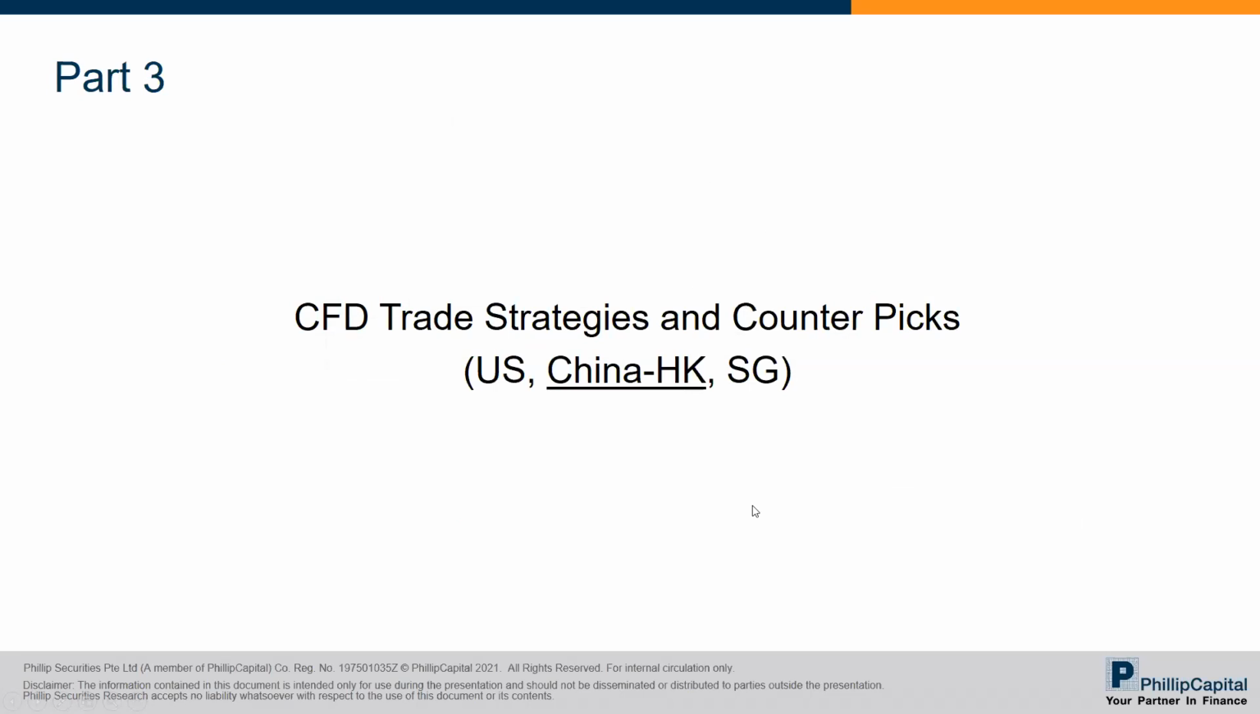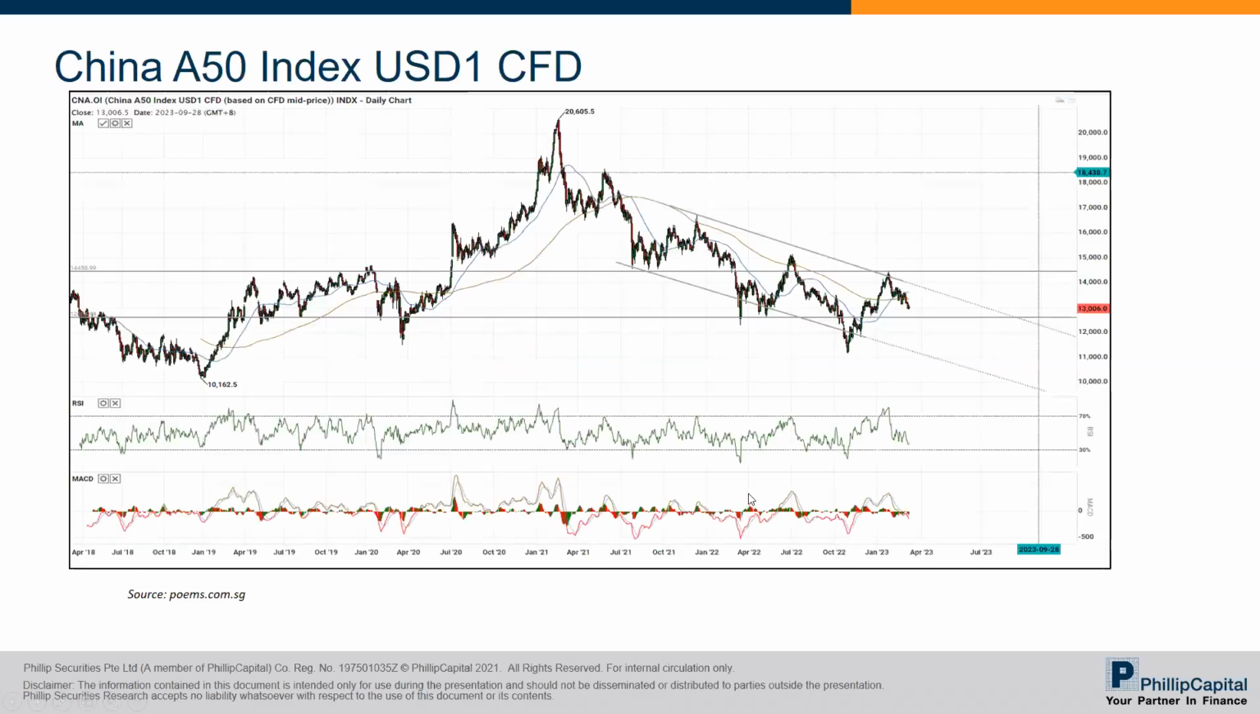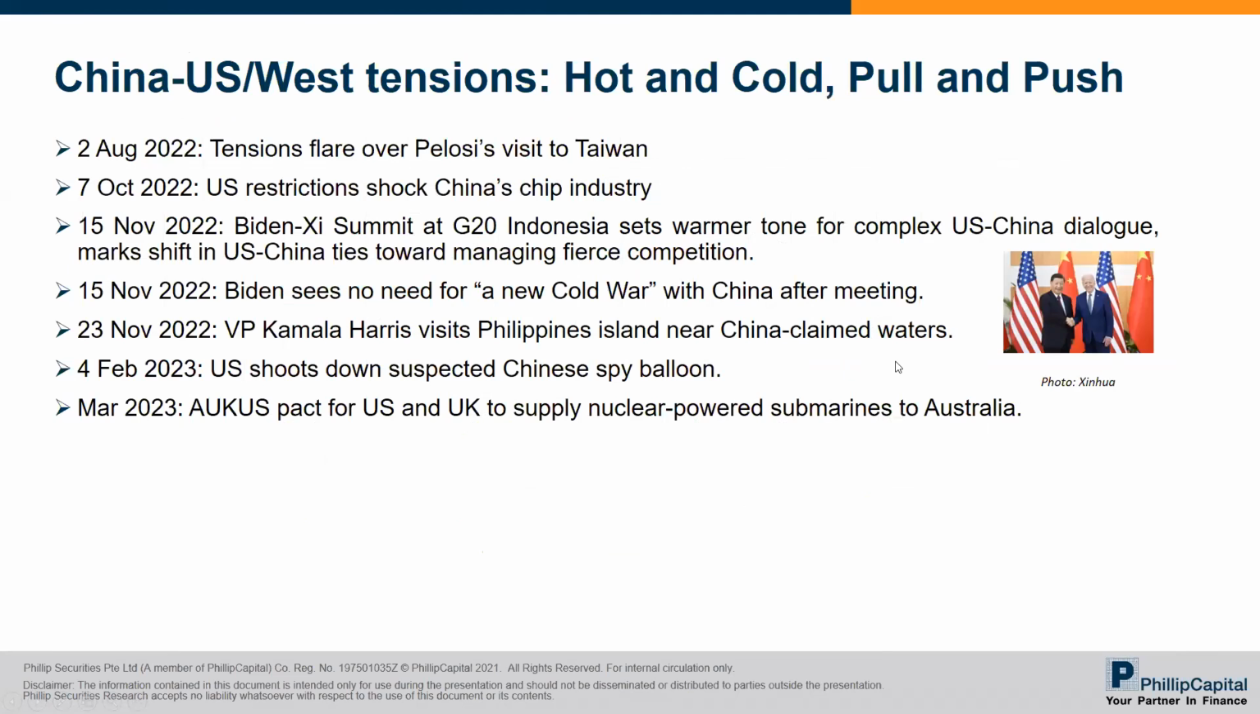Okay, and then next we move on to China Hong Kong. For China Hong Kong, we are also seeing a similar trend. The A50 has been trending down since 2021, and only quite recently, in the last few months, we are seeing a bit of a rebound, and presently it's also moving sideways. Not yet a recovery, but probably just a sideways trend. And then the thing to note if you wish to trade China Hong Kong is the situation between China and the West, which is led by the US.